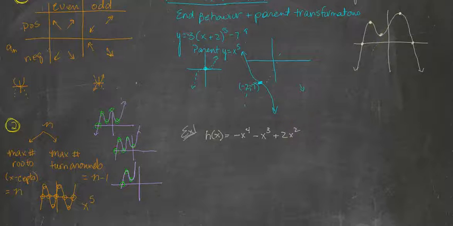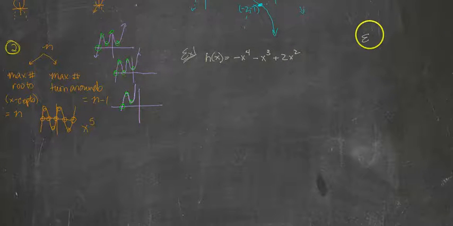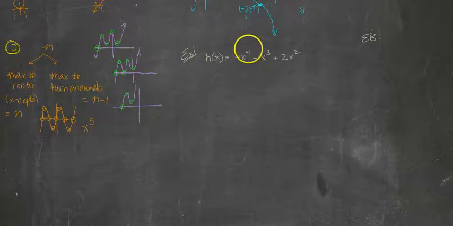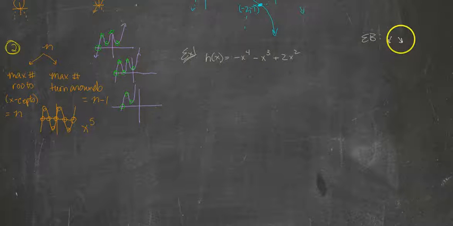All right, so first thing we want to look at is end behavior. Well, it's an even power, so the end behavior is going to mimic a quadratic, and it's a negative coefficient, so it's going to mimic a negative quadratic. So the end behavior is going to go down and down.